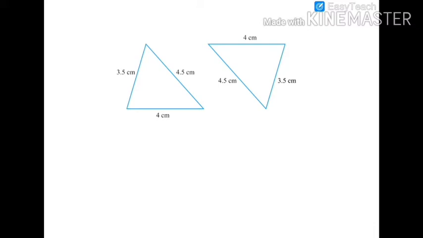So let's consider a triangle constructed with 3 given sides, and a second triangle constructed with sides having the same measure as the sides of the first triangle. The only difference is that the second triangle has a different orientation. Can we say that these two triangles are congruent?